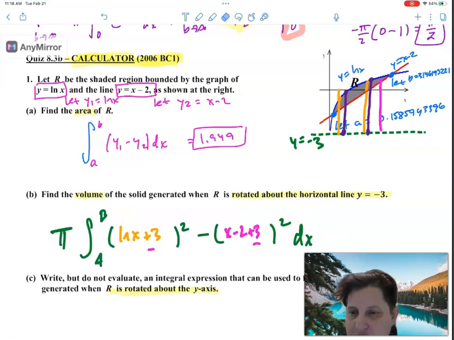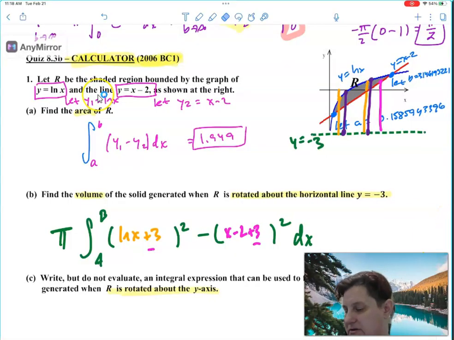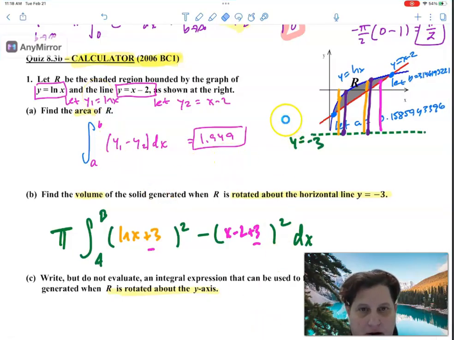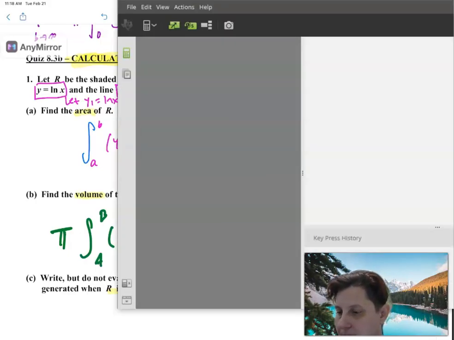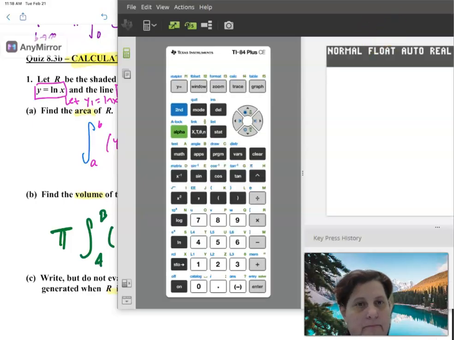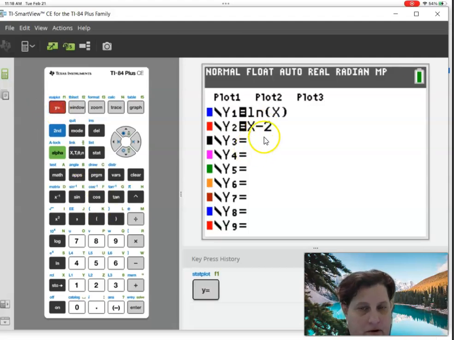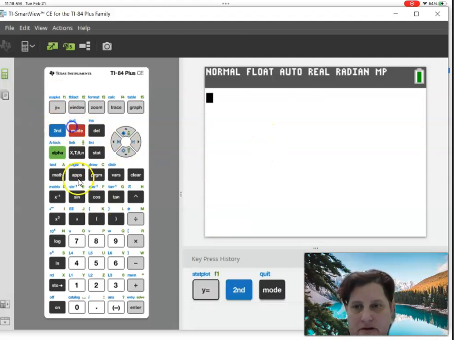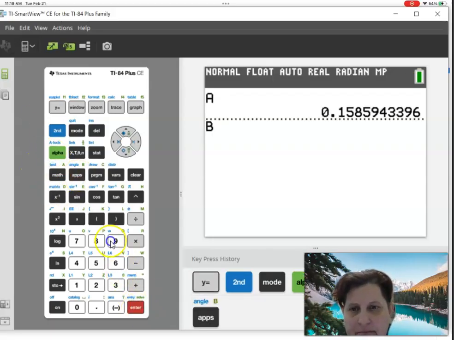integrals. Now, let me see if I still have this equation typed in. I don't know that I do, but let's take a look. Let's pull up our graphing calculators. I've got my equations in there, ln x, x minus 2. Let's see if my a and b were saved. I think they are. Yep, that was a, and that was b.